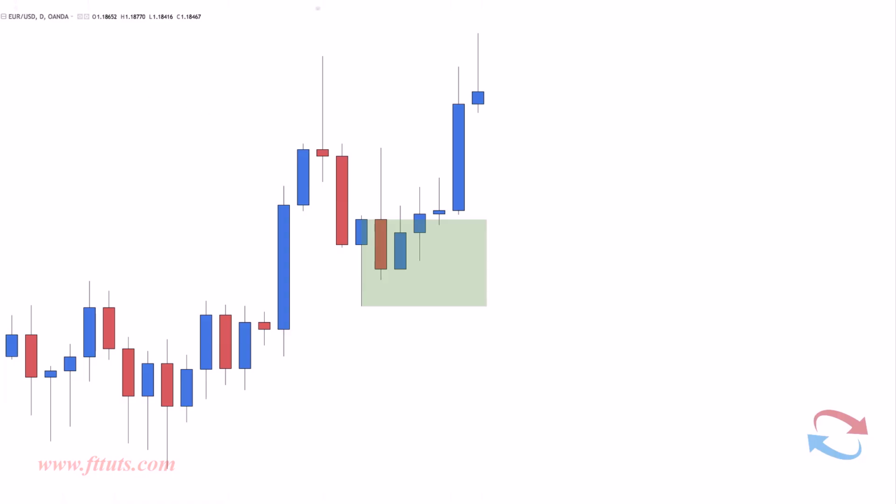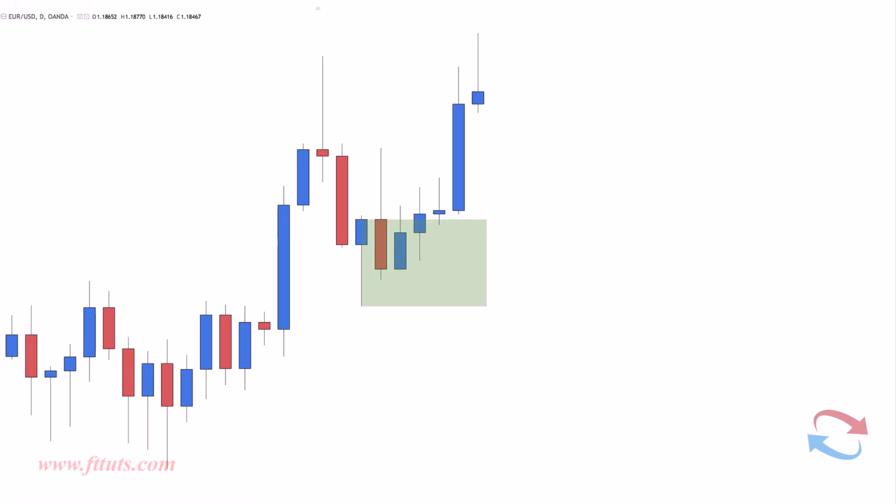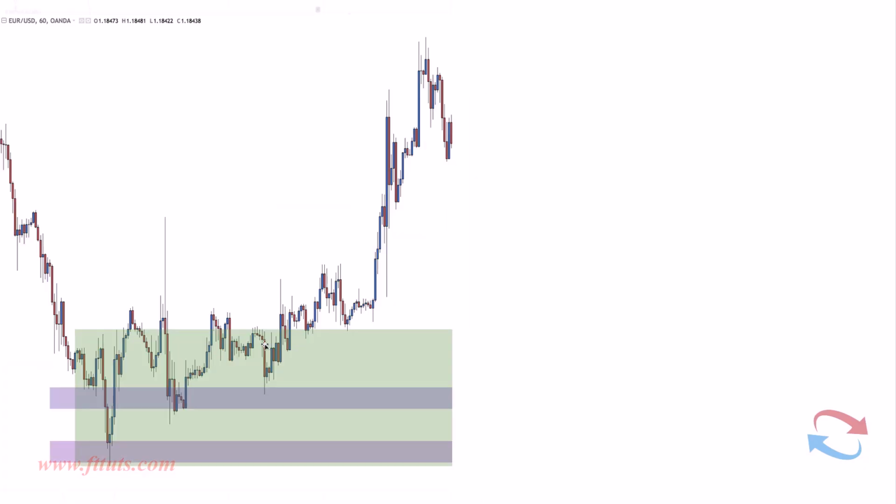Now let's have a look at what this zone would look like on an intraday time frame, like the hourly chart. So this is exactly what that green box looked like. If we go back, this is exactly what this looks like zoomed in.